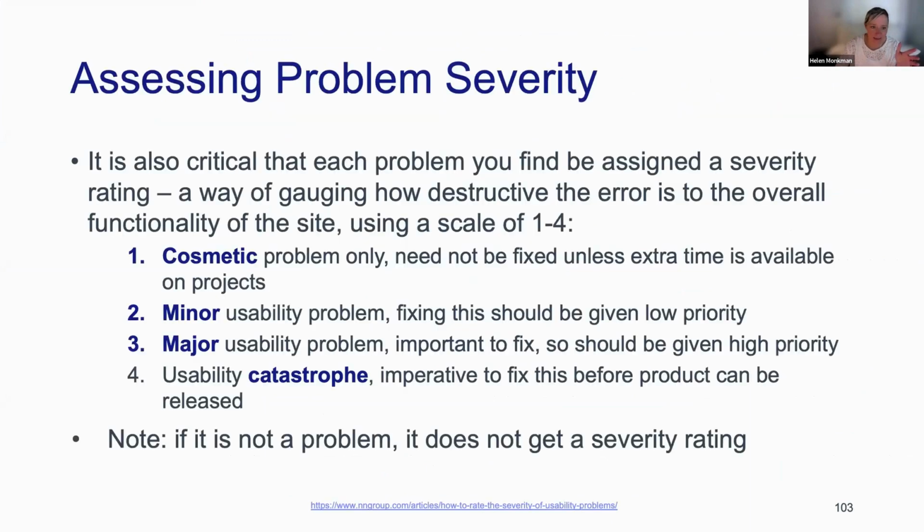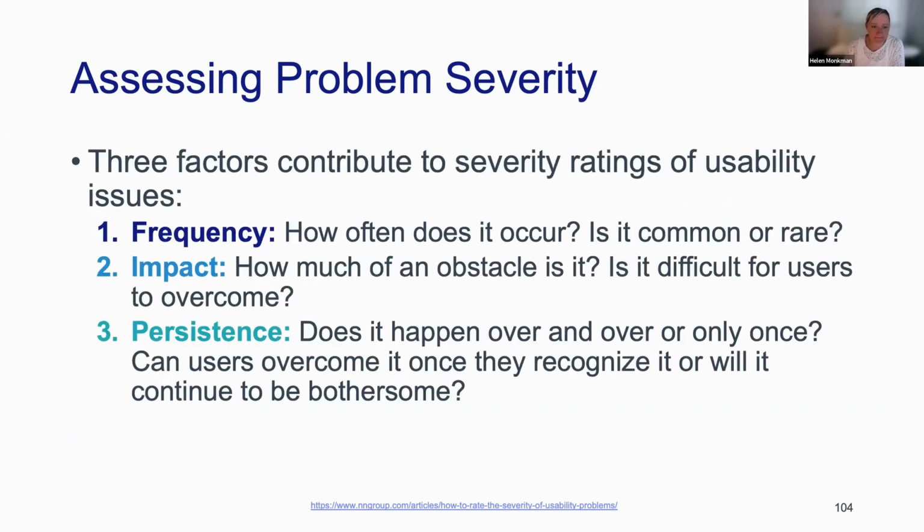So how bad is it? And ways that we know how bad it is, so Nielsen came up with 4 levels: cosmetic, minor, major, and catastrophe. I find this one of the most challenging parts of heuristic evaluation. So I only use 3 levels and I still find it hard. So I use low, medium, and high. And basically, the idea is how destructive the error is to the overall functionality of the site on a scale of 1 to 4 or 1 to 3.